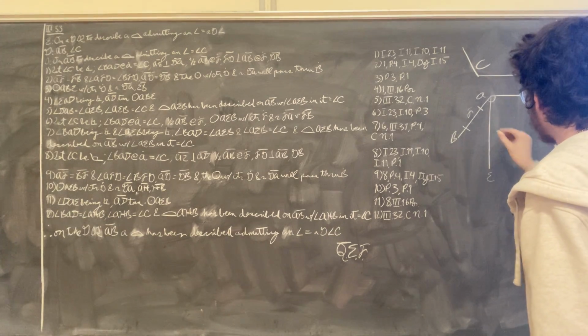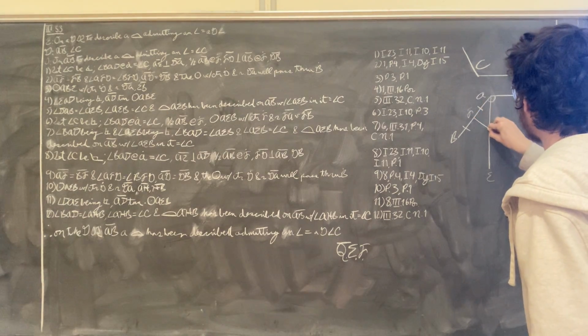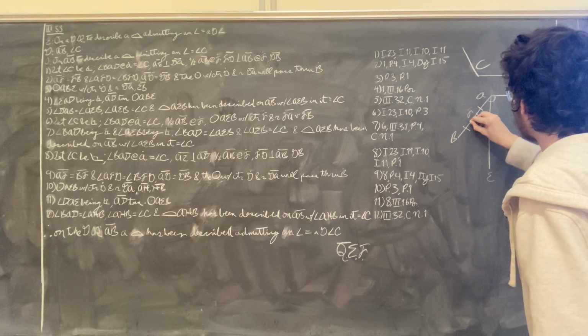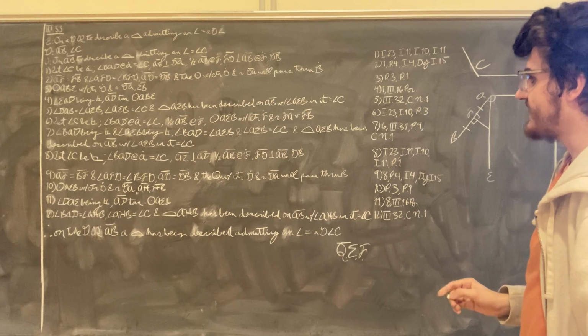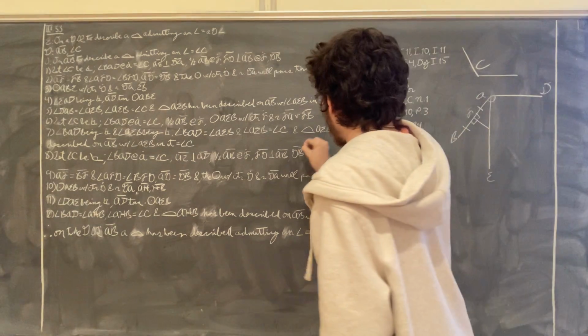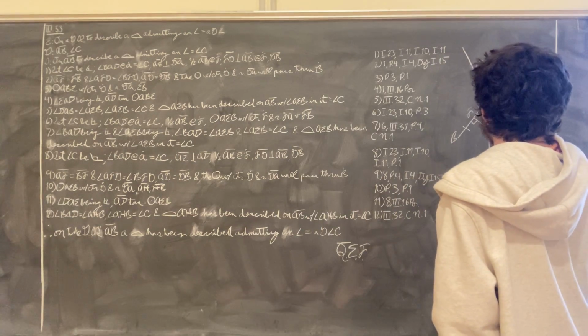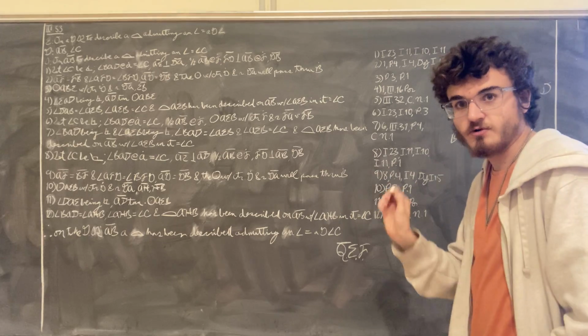And again, we draw the straight line FG perpendicular to AB from the point F. We can do this by proposition 1.11 again. And we end by drawing the straight line GB. Okay, very similar to the first case.